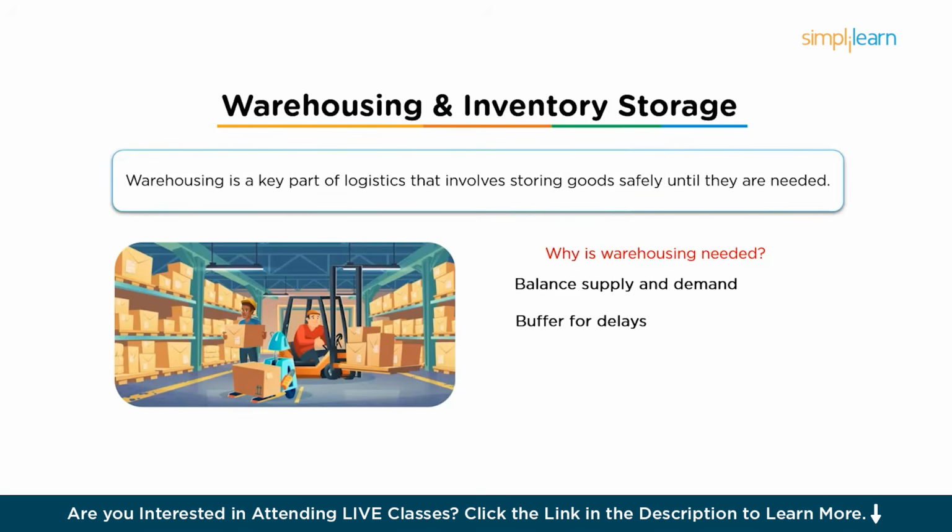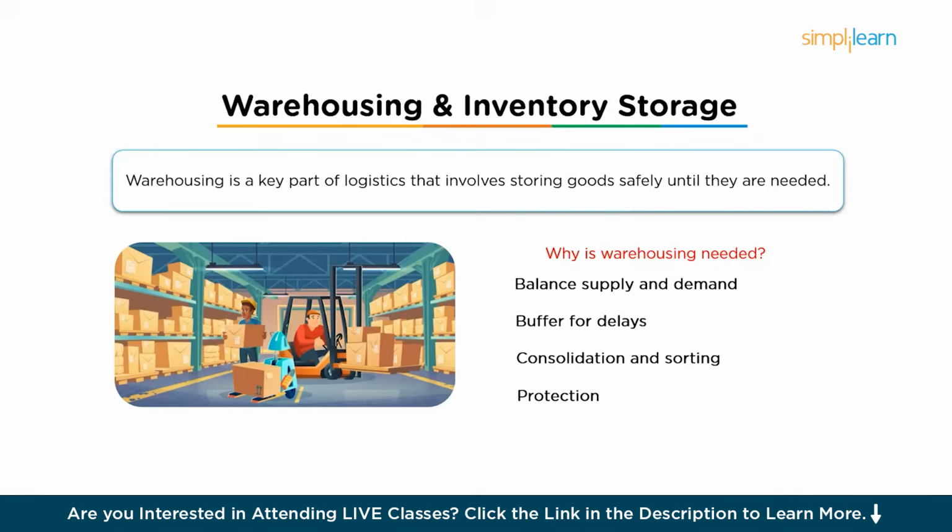The second is buffer for delays. Helps avoid disruptions if shipments are delayed. The third point is consolidation and sorting. Products from different suppliers can be gathered and sorted for shipment to the customer at the warehouse. Then comes protection. Safeguards goods from damage, theft, or weather conditions.